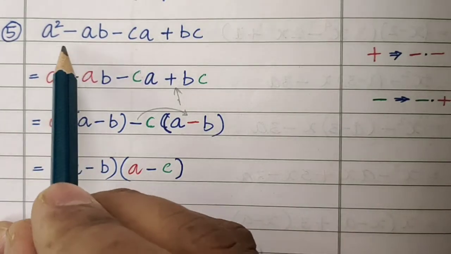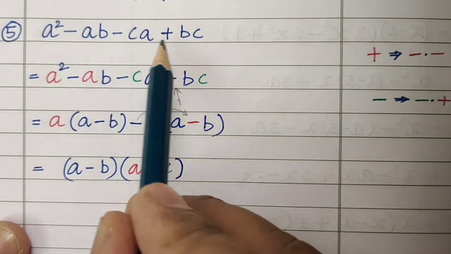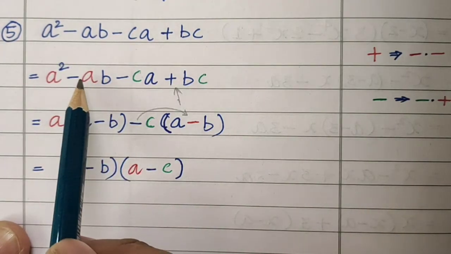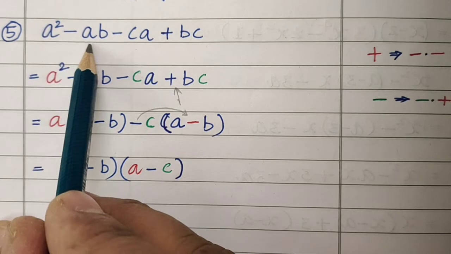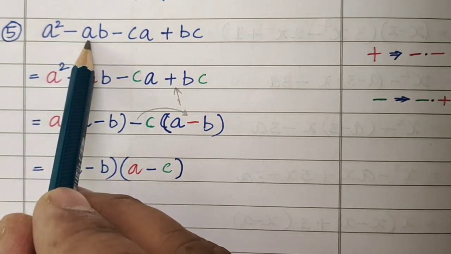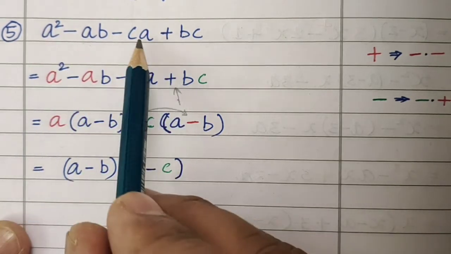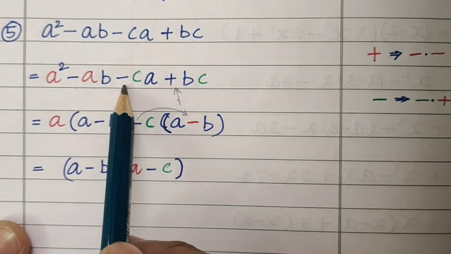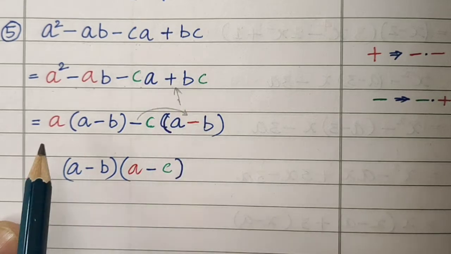Factorize a square minus ab minus ca plus bc. We need to group here. Whatever common is there, we need to group. In this a square a, in this a is common, in these two parts c is common. A square minus ab minus ca plus bc.